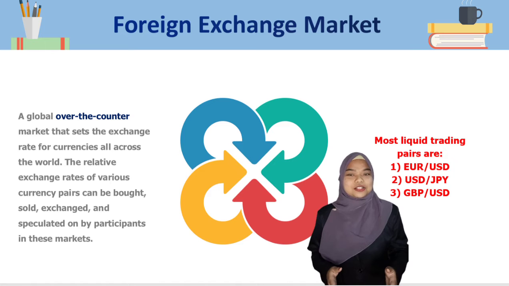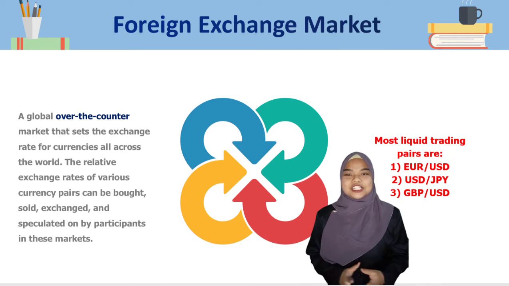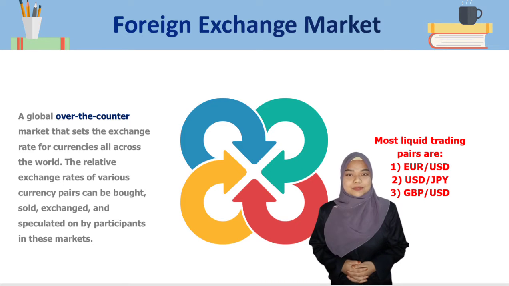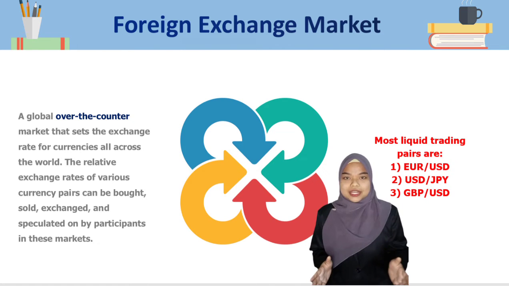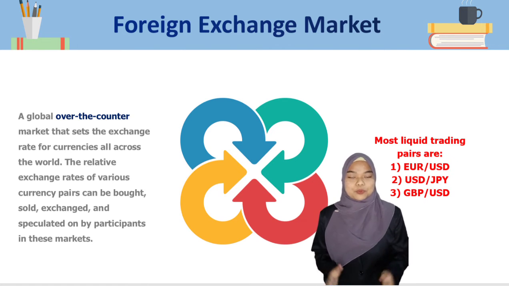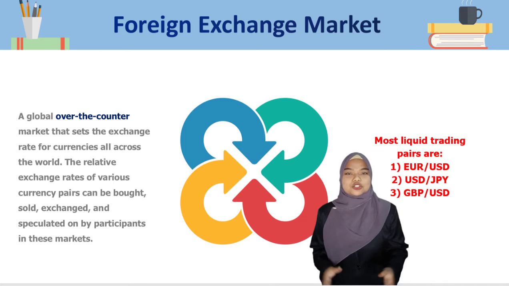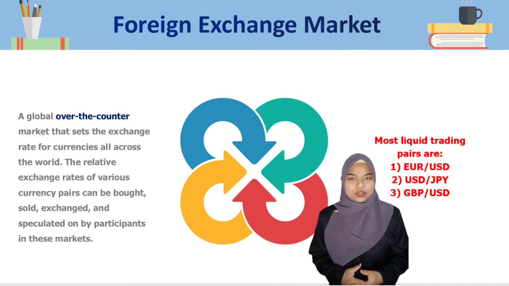Besides, it is also referred to a global over-the-counter market that sets the exchange rate for currencies all across the world. The relative exchange rates of various currency pairs can be bought, sold, exchanged, and speculated on by participants in these markets. So, the question is, what is the meaning of over-the-counter? Over-the-counter, or OTC, is the process of how securities are traded via a broker-dealer network as opposed to on a centralized exchange.